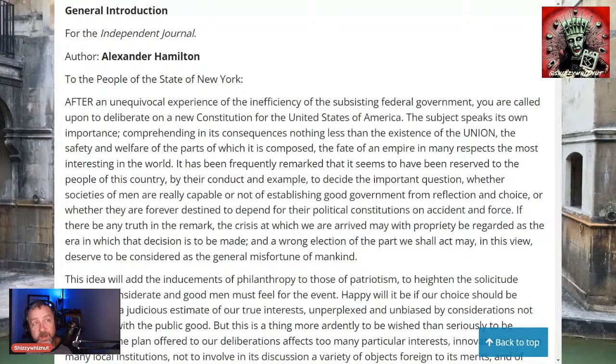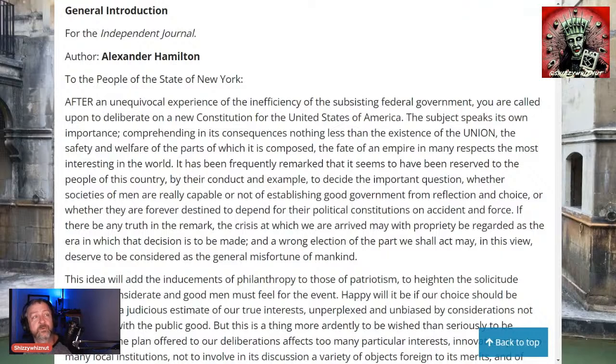The fate of an empire, in many respects the most interesting in the world. It has been frequently remarked that it seems to have been reserved to the people of this country, by their conduct and example, to decide the important question whether societies of men are really capable of establishing good government from reflection and choice, or whether they are forever destined to depend for their political constitutions on accident and force.